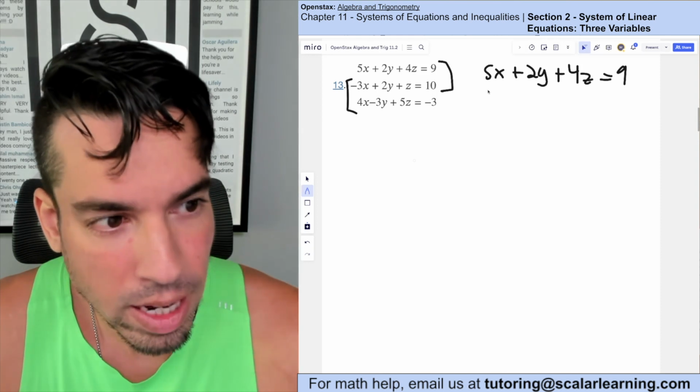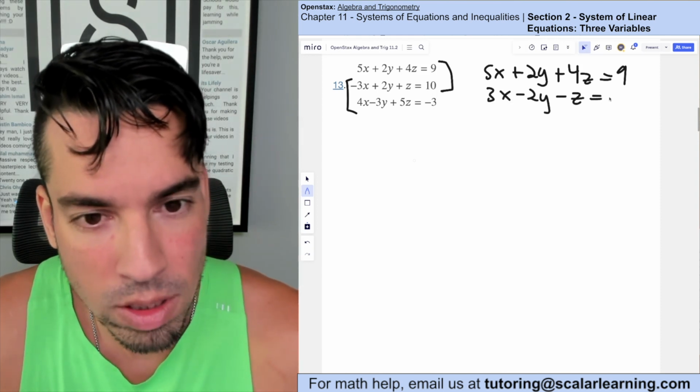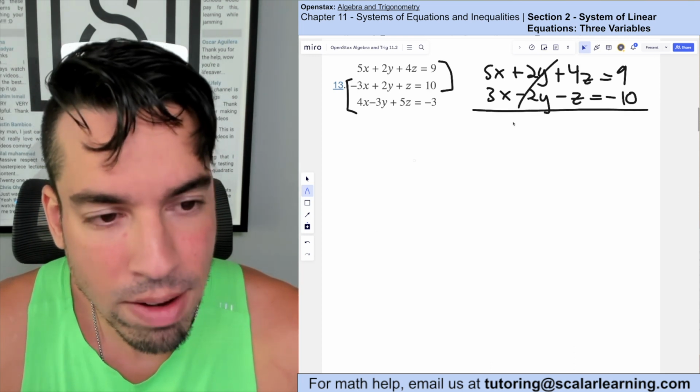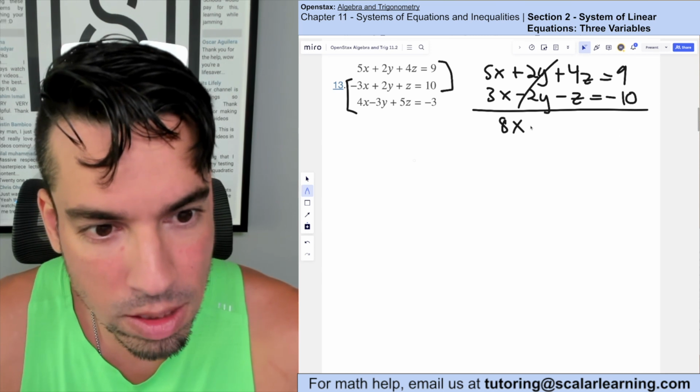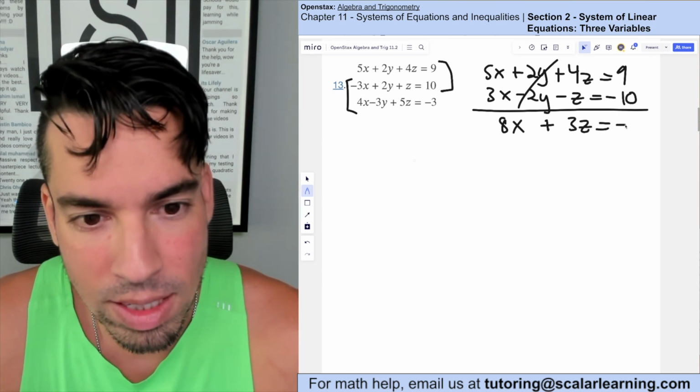multiply the bottom one by negative 1, making it 3x minus 2y minus z equals negative 10. Then we're going to add these together. The y's are going to cancel out. We get 5x plus 3x is 8x. 4z minus z is positive 3z. And then negative 10 plus 9 is negative 1.